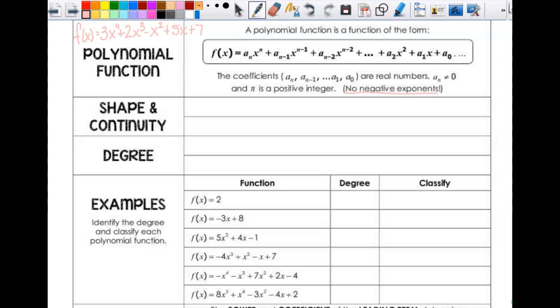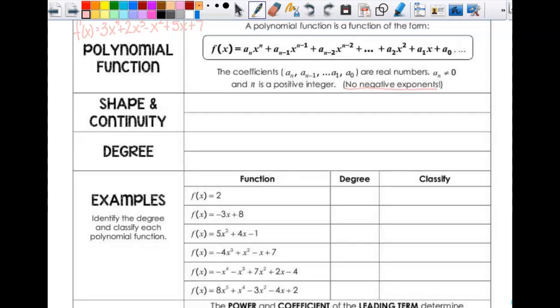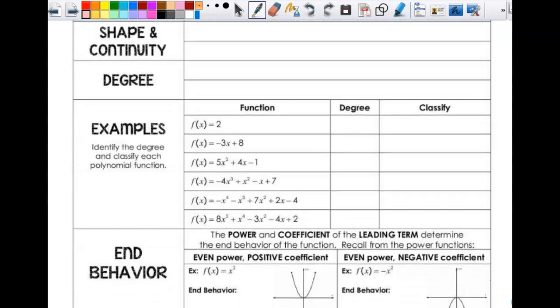But it's what we've been factoring. It's your polynomials, okay? So let's talk about shape and continuity of a polynomial, right? So polynomials, poly meaning many, nomials meaning terms, so many terms. It's not a monomial like we did yesterday, it was just one term, okay? Polynomials are smooth curves with no breaks.